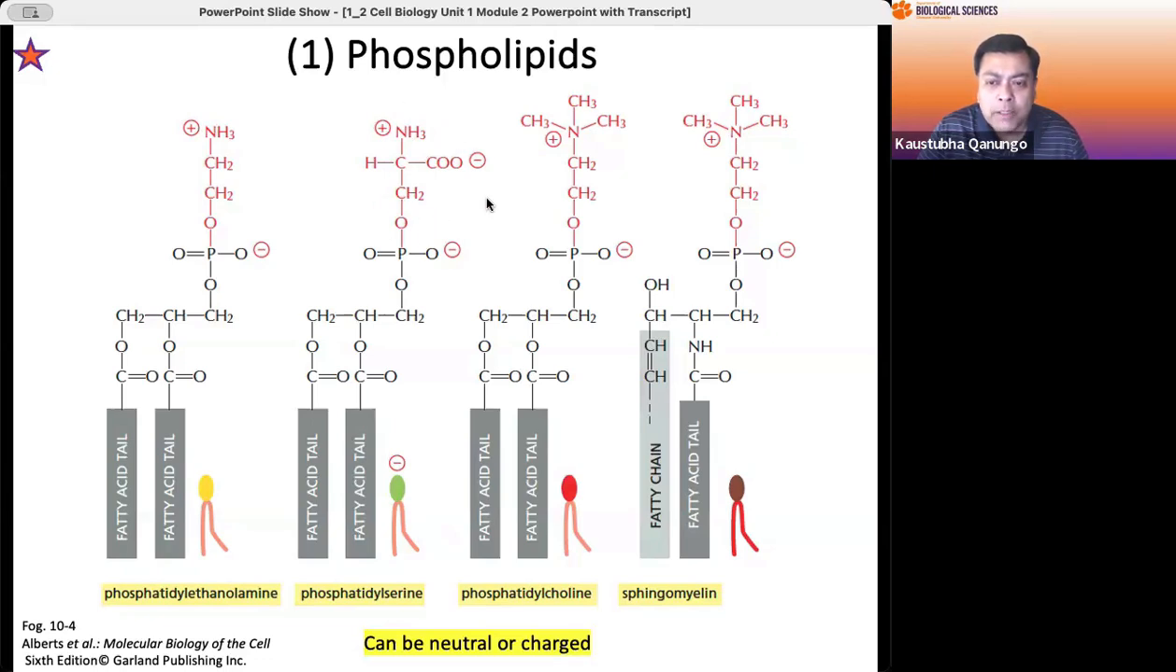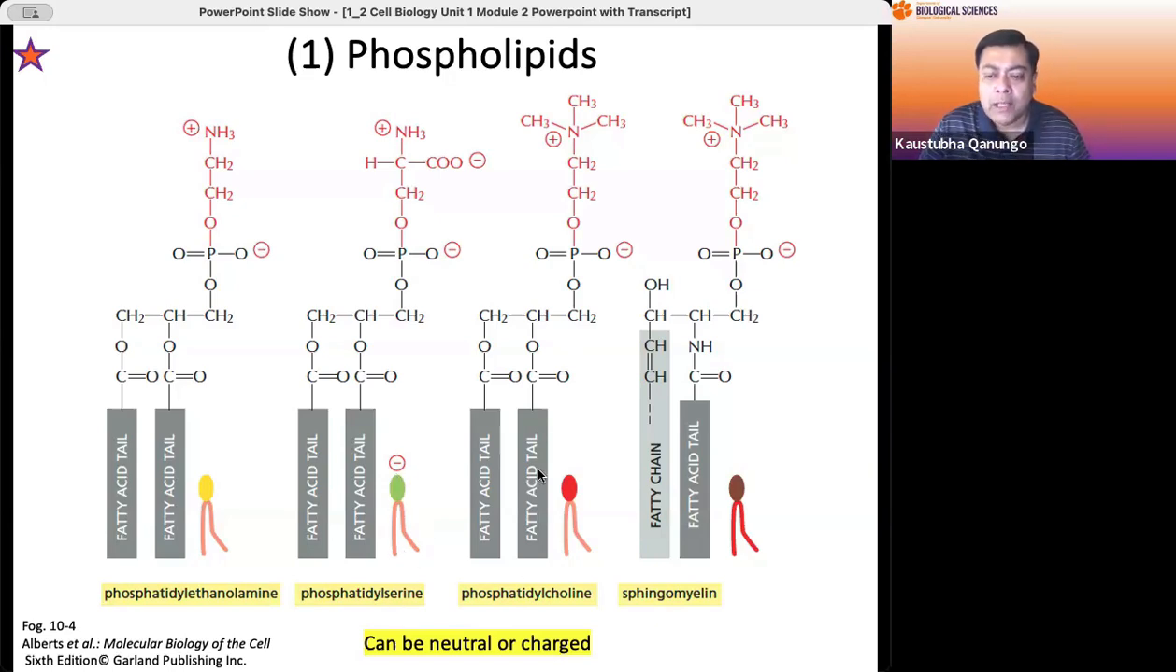When it is bonded and in the ionic state, that serine amino acid has NH3 plus, and the H plus of the carboxyl is ionized and gone, so it is COO minus. So now you have a net extra minus charge. So phosphatidylserine is a negatively charged phospholipid. This is a very important one and contributes a lot to membrane architecture.